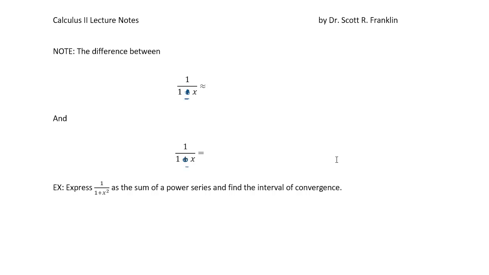To say 1 over 1 minus x is approximately equal to 1 plus x plus x squared plus x cubed plus x to the 4th, say I stop, that's why I put a curly equal sign. It means it's only approximately equal to.